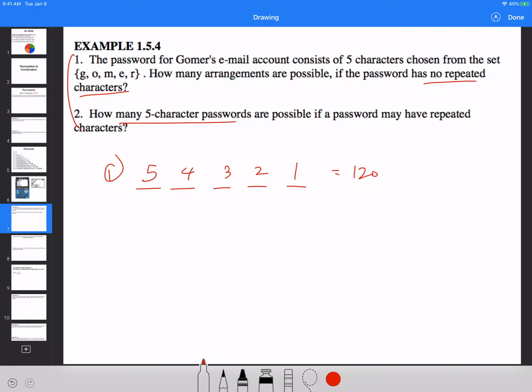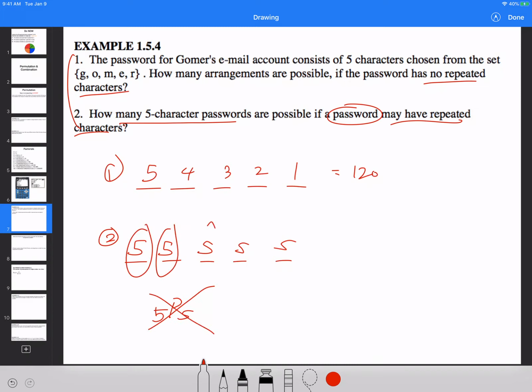How many 5-character words are possible if a password may have repeated characters? For number 2, if you do the blanks, it should be 5, 5, 5, 5, 5. Now notice, this is not the same thing as saying 5P5. It can't be, because repeated letters are possible. No longer is this formula going to be valid. So it would be 5 to the 5th power, which gives you 3,125 different ways.